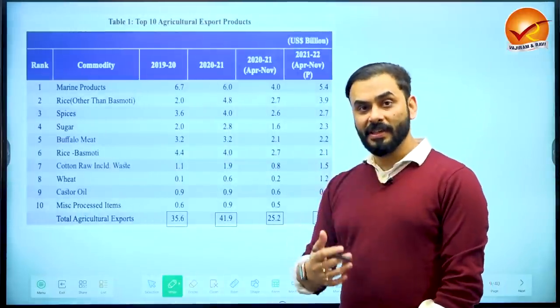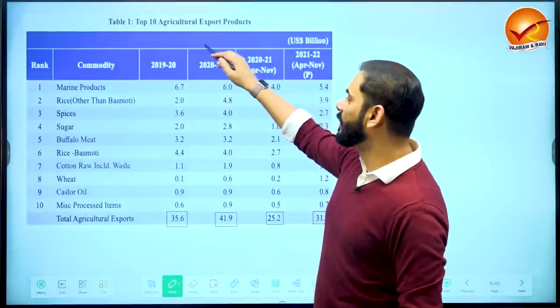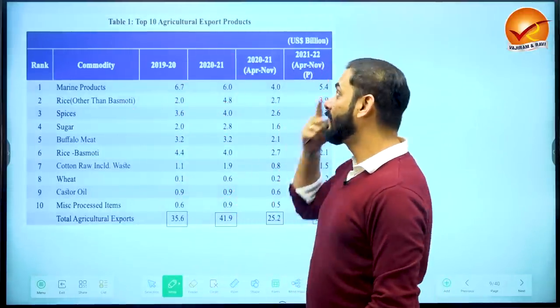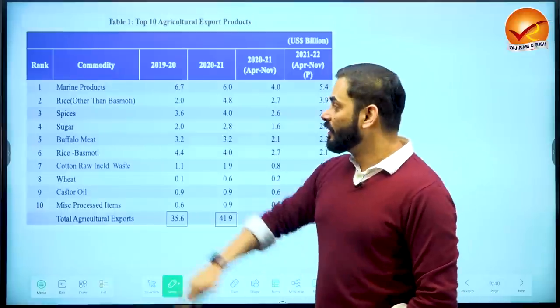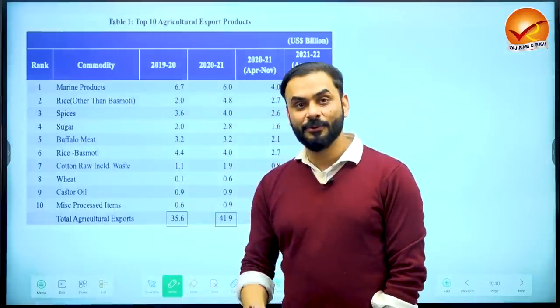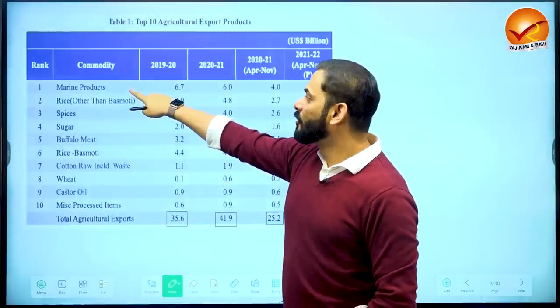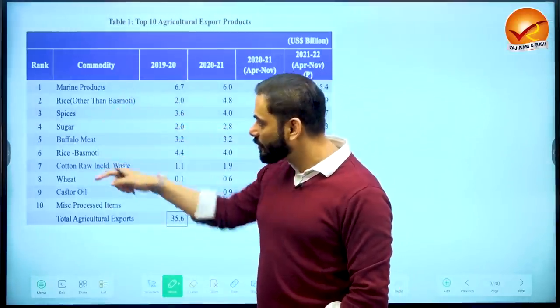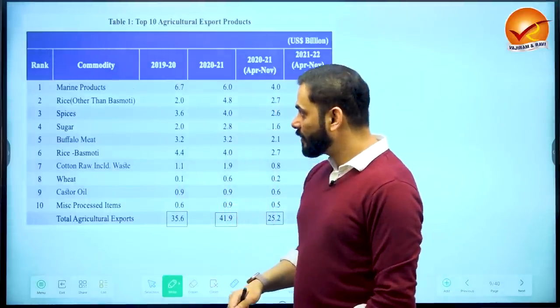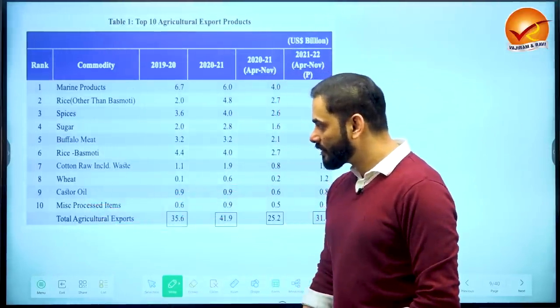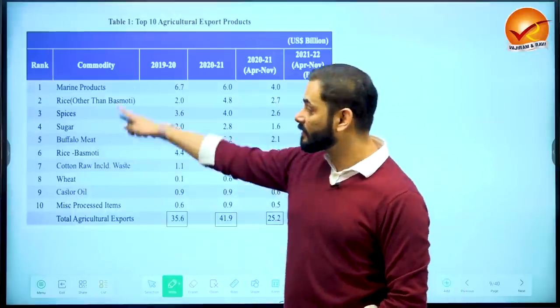So UPSC might ask you a question that which of the following items belong to the top 10 agricultural exports of India. So these are those 10 items which are exported the most out of India in terms of agriculture. Marine product, rice, spices, sugar, buffalo meat, then again rice, basmati, cotton, then wheat, castor oil, and miscellaneous processed items. So these are the things that we export.